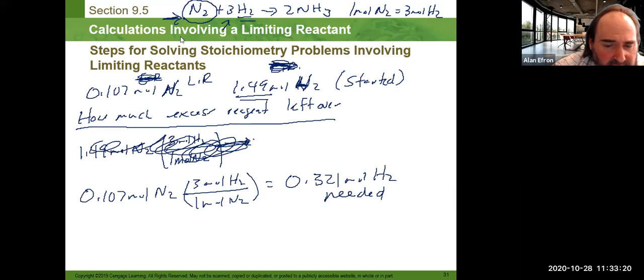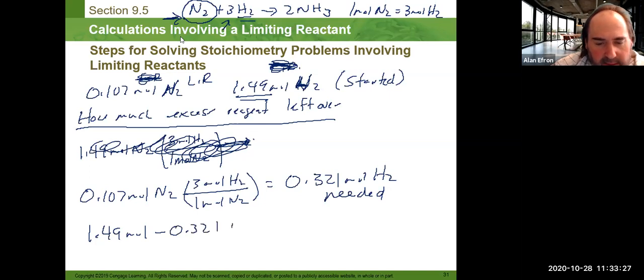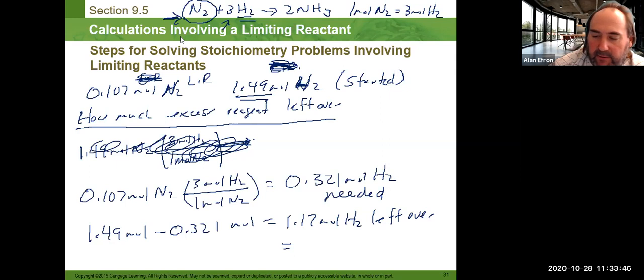This is how much we started with of the H2. And if we just subtract those two numbers, that will tell us that we have about 1.17 moles of H2 left over. And if we want to know how many grams that would be, we obviously could multiply it by 2.01, and that gives us about 2.36 grams of H2 that's left over.